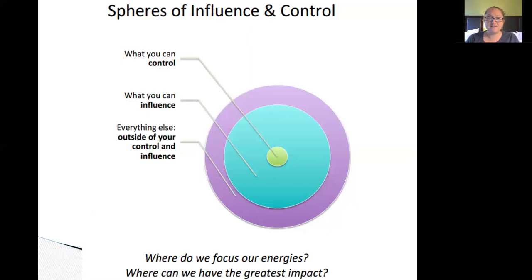If you look, I love this visual because it shows how much you actually can control. You really can only control what you do, right? You can't control other people. You can influence other people, and that's what coaching is. It's having an influence on other people. So that's the blue spot, what you can influence. Everything beyond that is outside of your control and influence.